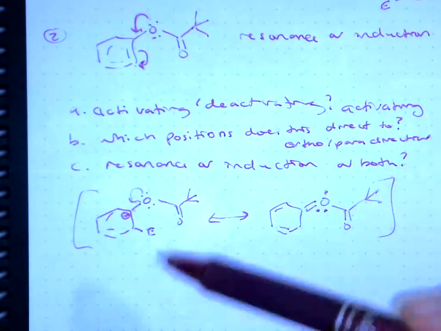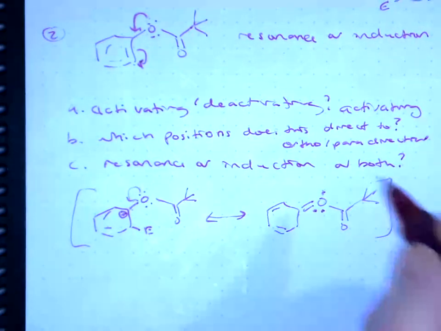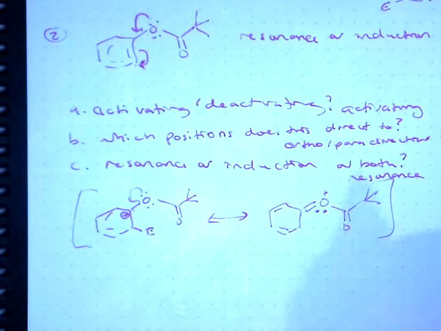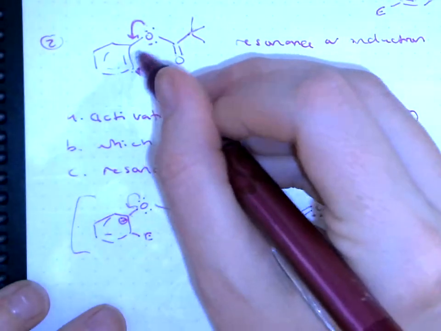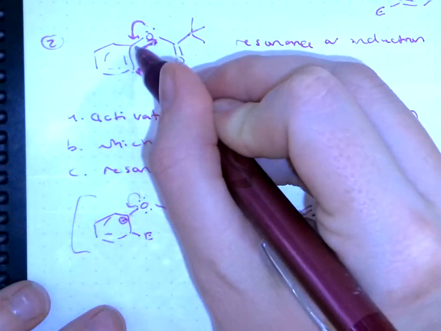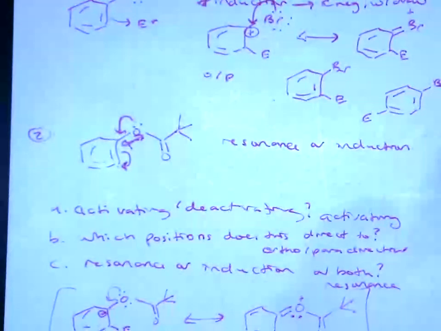So meta is better if this group is just electron withdrawing. And it does that through resonance, which we already talked about, not through induction, because induction is about the polarity of the bonds between carbon and oxygen. Oxygen's more electronegative, so through induction it is taking away some electron density. So hopefully that answers that question.